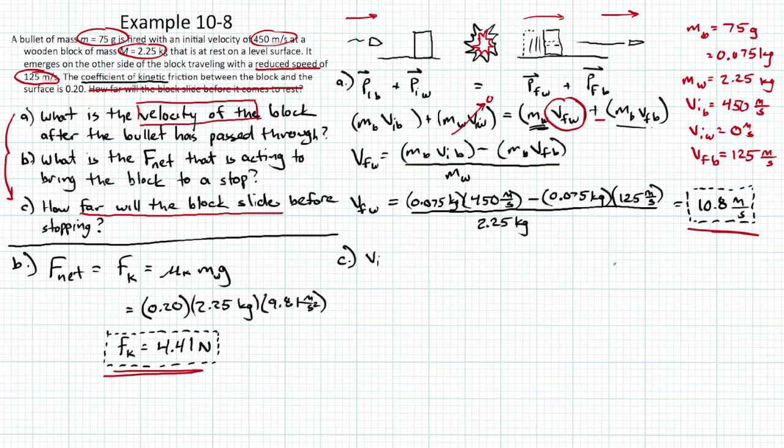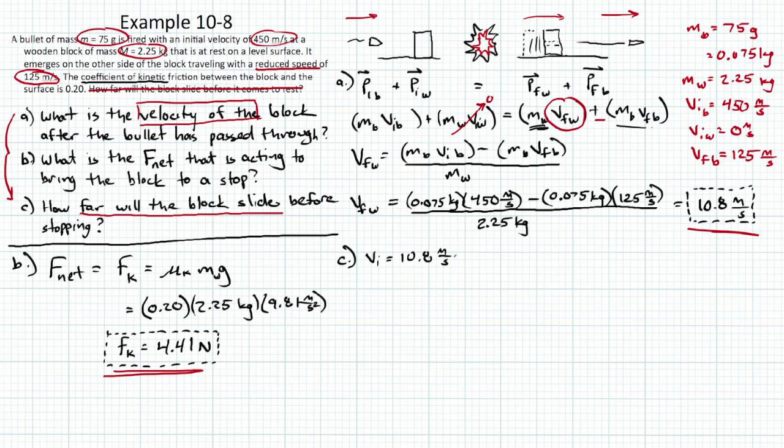Now, we had been calling it V final, that is V final after the collision, but in terms of slowing down, it's really the initial velocity of the block slowing down. It's at that velocity before it starts to get slower and slower and slower, then comes to a stop. So that would be our initial velocity for part C, 10.8 meters per second.